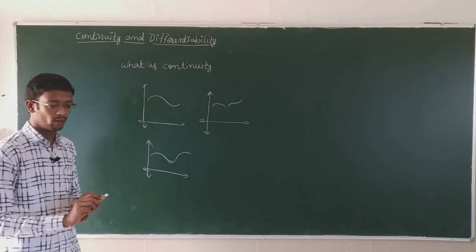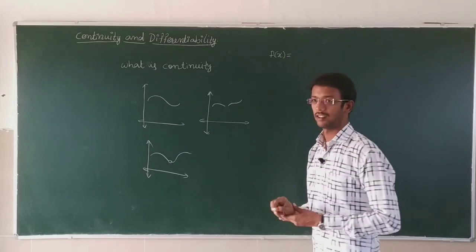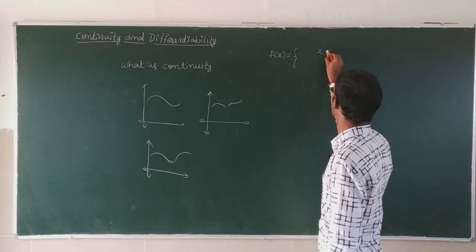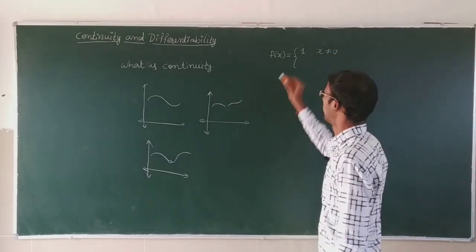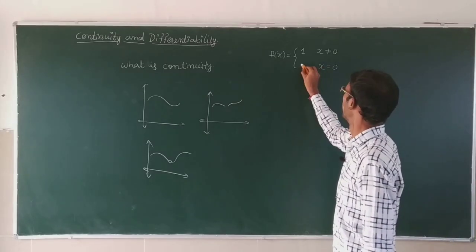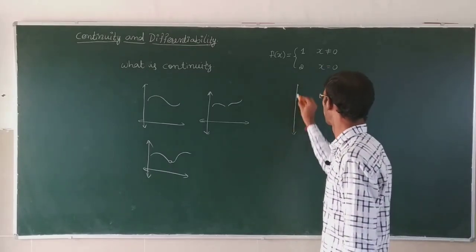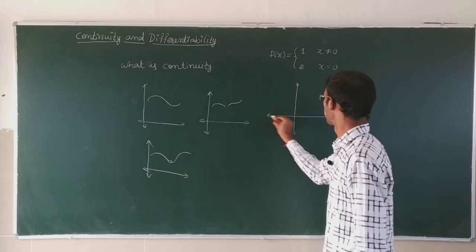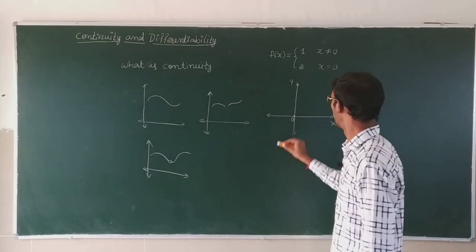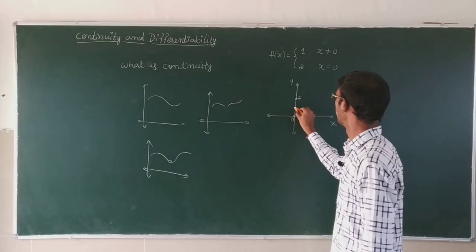Next, one example we will see. f of x is a function, defined as f of x equal to 1 when x is not equal to 0, and f of x equal to 2 when x is equal to 0. So draw the graph of this function. At x equal to 0, f of x value is 2. For example, I am taking this as 2 and this as 1.